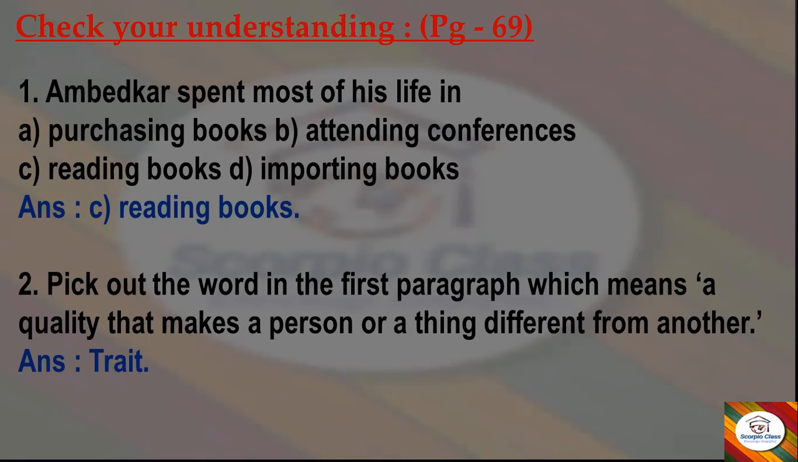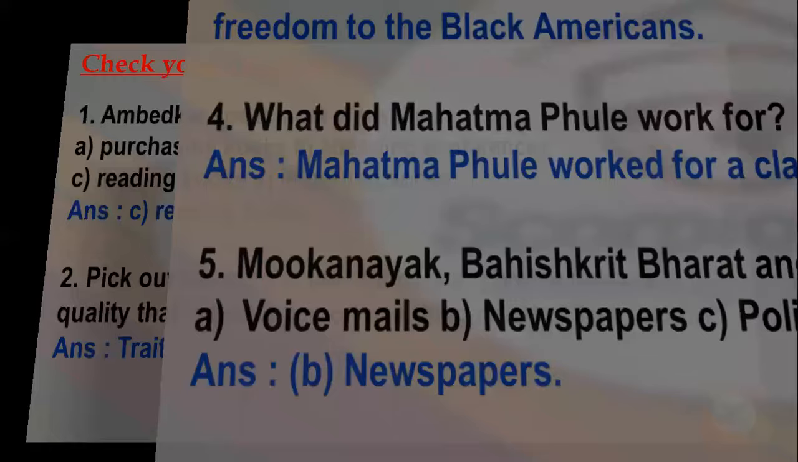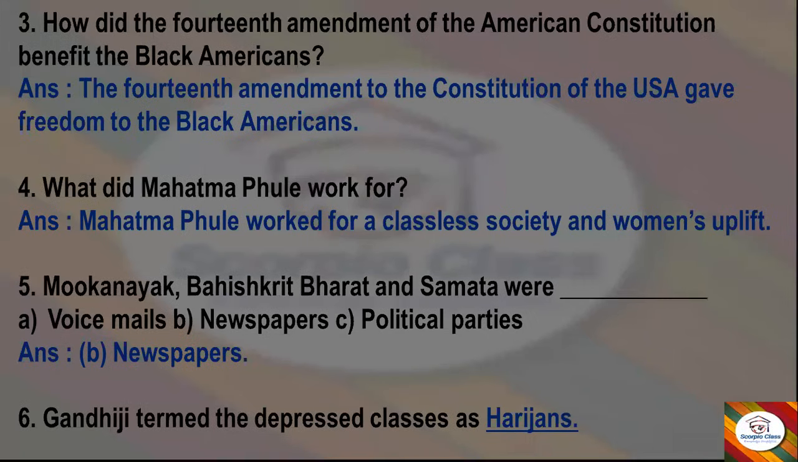Next, pick out the word in the first paragraph which means a quality that makes a person or a thing different from another. Answer, the word is trait. Next, how did the 14th Amendment of the American Constitution benefit the black Americans? Answer, the 14th Amendment to the Constitution of the USA gave freedom to the black Americans. Okay, so this is how it helped or benefited the black Americans.